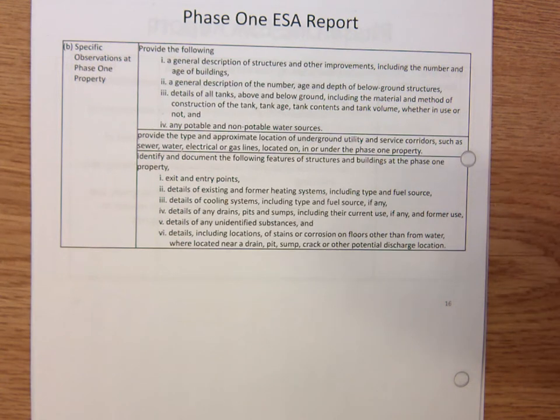Details of any unidentified substances, and details including location of stains or corrosion on floors other than from water, where located near a drain, pit, sump, crack, or other potential discharge locations. That's also very important, because that will give you a clue of understanding whether or not any contamination has been happening on the land. So this is again another part that sort of details that you should include whenever you do site visits and site investigation.